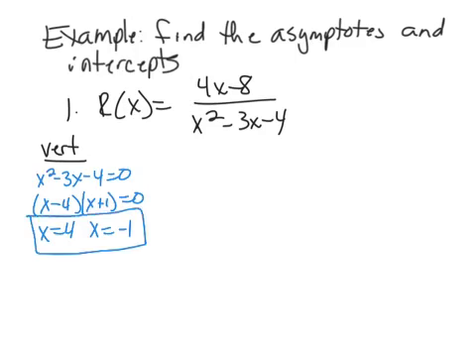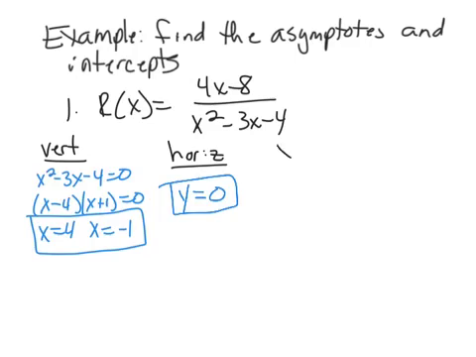x equals equations. For the horizontal asymptote, we look at the degree of the numerator and the degree of the denominator. The numerator has a degree of 1. The denominator has a degree of 2. Therefore, the degree of the denominator is larger than the degree of the numerator, and that means our horizontal asymptote is the x-axis. y equals 0.